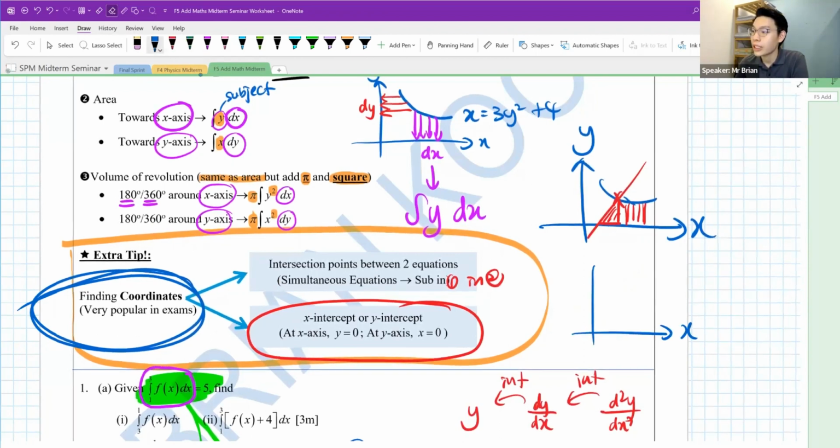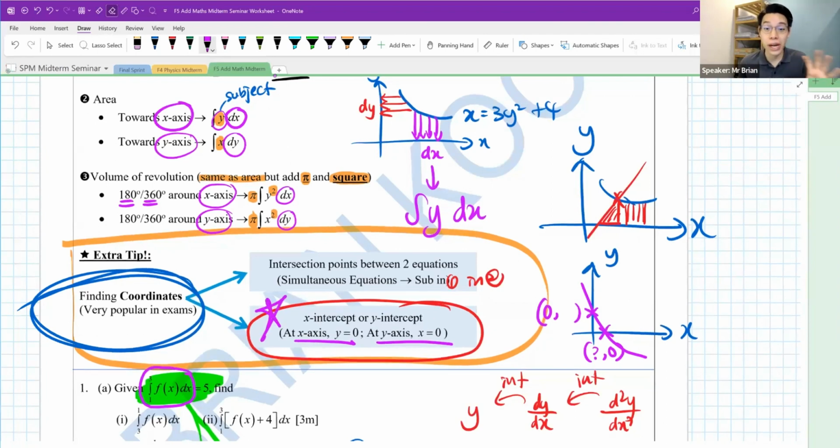all this is actually revision of your coordinate geometry. Say you have a curve like this, and you want to know this point and this point. Always remember that on the y-axis, immediately you know your x coordinate is 0. On the x-axis, your x has a certain value, but your y will always be 0. So it's always the other one that is 0. This is basic knowledge already. Everyone needs to know it by now, because you will definitely need to use it.